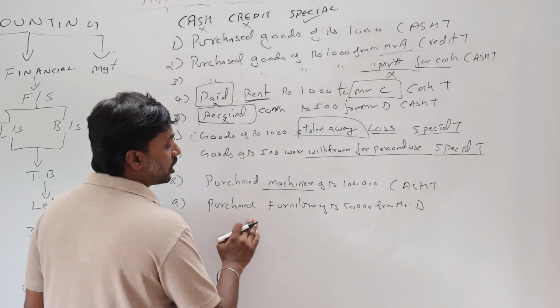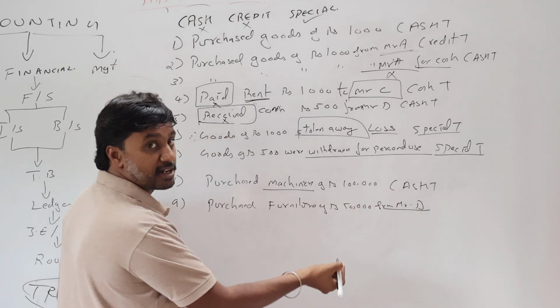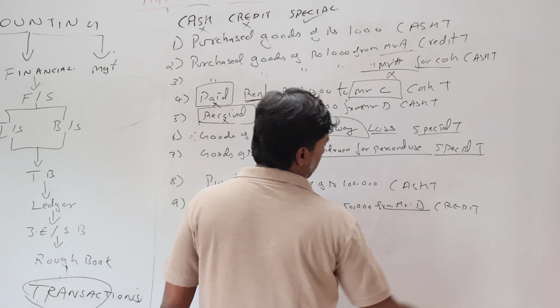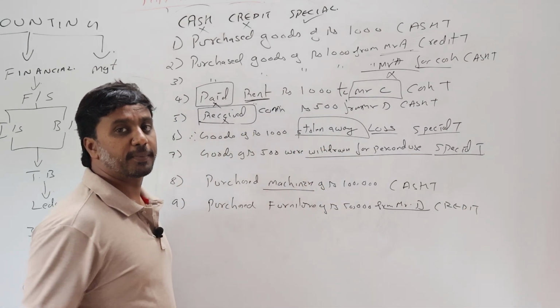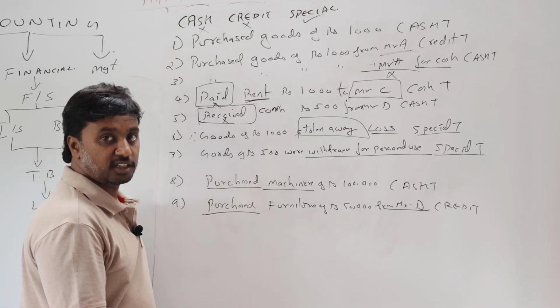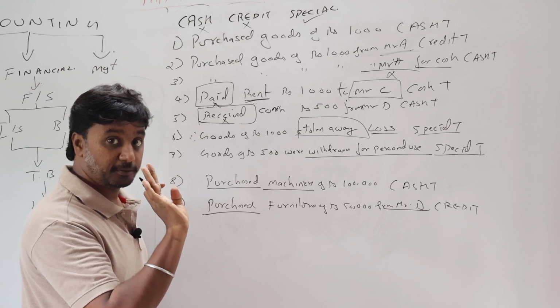Purchased furniture of rupees 50,000 from Mr. D. Name mentioned, right? So it becomes what transaction? Credit. Now there's a question in many people's minds. Sir, isn't this also past tense? Purchase means you bought. It does not indicate that you have paid.